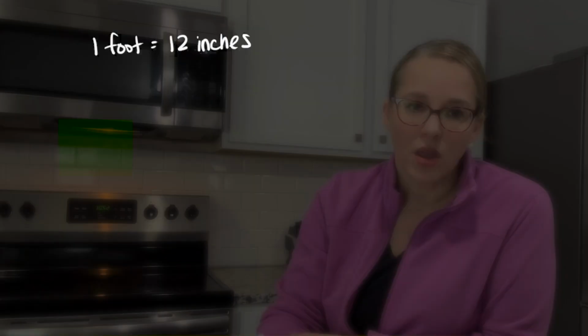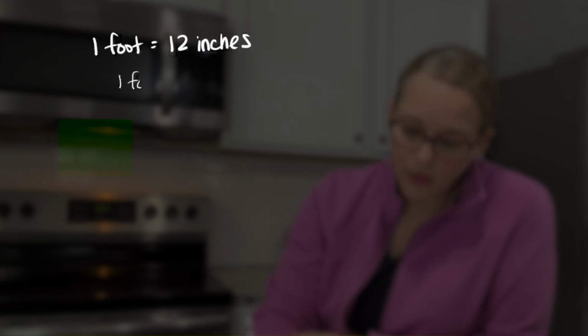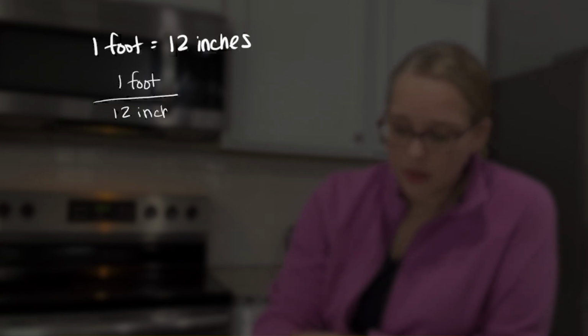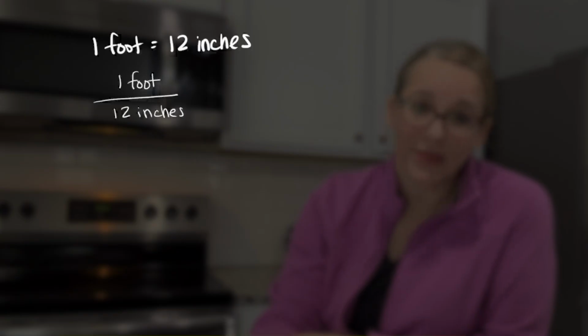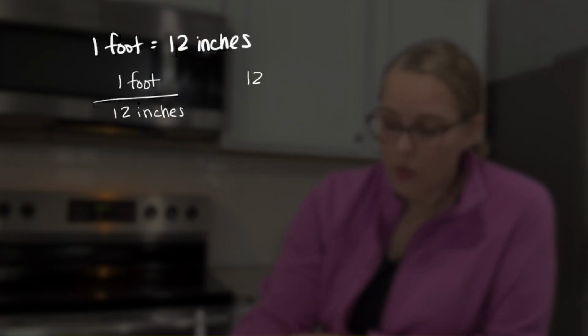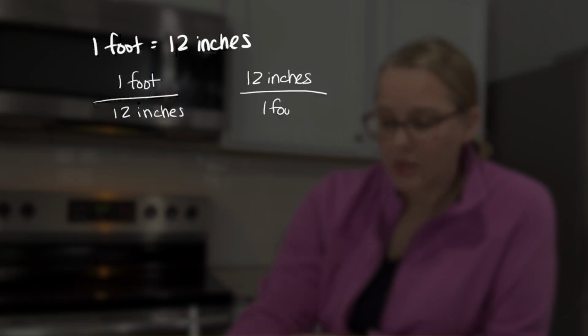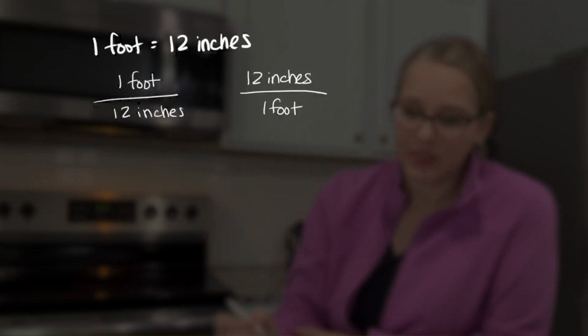So there are actually 2 different conversion factors I can write from this information. First, I could say 1 foot over 12 inches, or I can flip it and say 12 inches over 1 foot. Because like we said, if we were to divide those, because they're exactly the same, our answer would be 1.